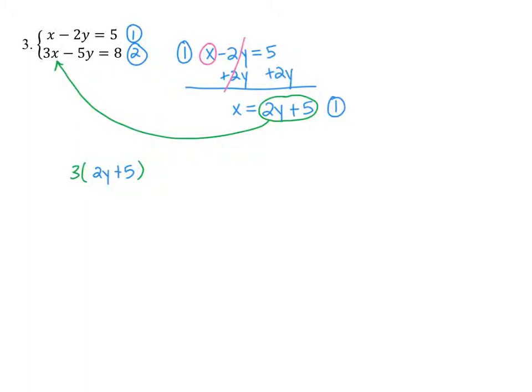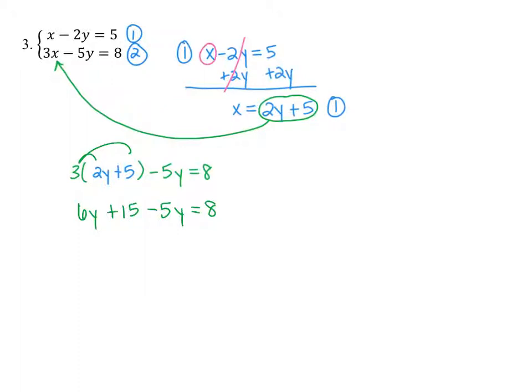Minus 5y is equal to 8. Now we have an equation that has only one variable, and we can solve for it. The first step, since we have these parentheses, is to distribute that 3. So 3 times 2y gives us 6y. 3 times 5 gives us a positive 15, and then minus 5y on the outside is equal to 8.